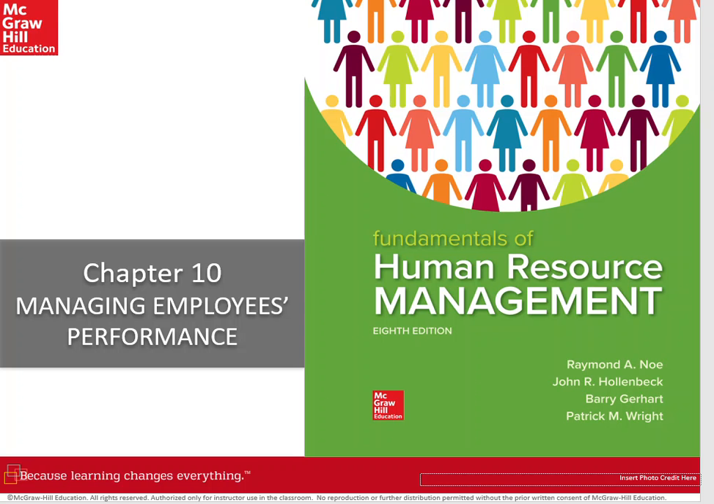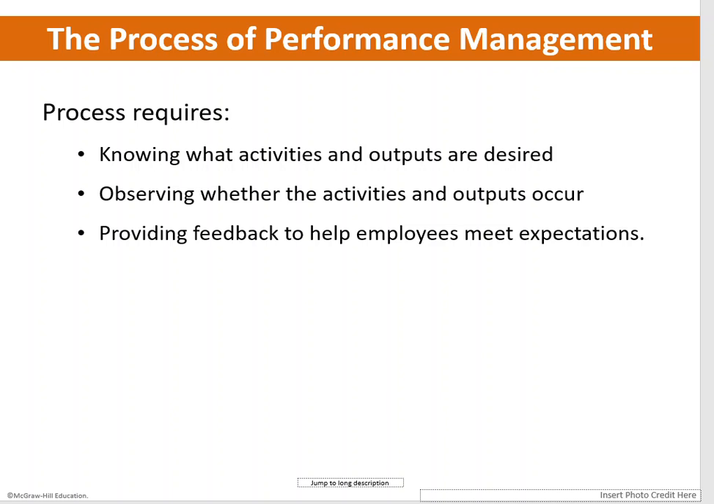On to Chapter 10 now, Managing Employee Performance. So we have the process of performance management. The process requires knowing what activities and outputs are desired, observing whether the activities and outputs actually occur, and providing feedback to help employees meet their expectations.